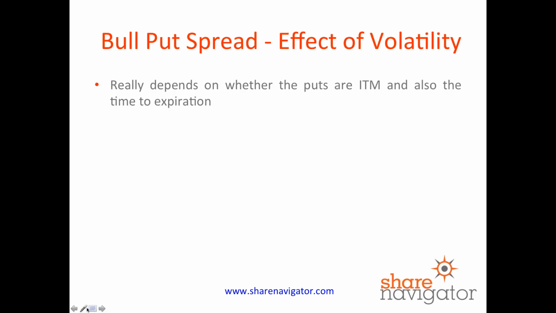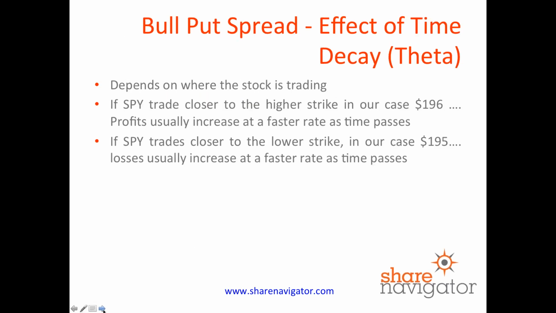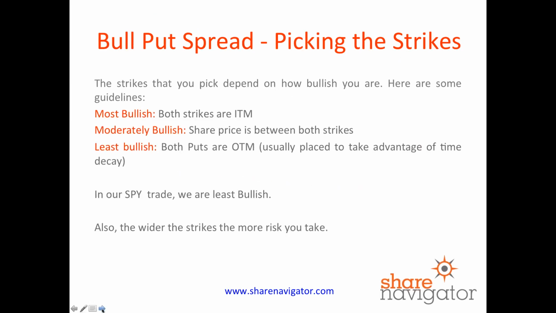Now, what are the effects of volatility in a bull put spread? Well, that really depends on whether the puts are in the money and also the time for expiration. But really, what you're looking at here is the effects of time decay. So if SPY is trading closer to the higher strike, in our case 196, profits usually increase at a faster rate as time passes. But on the flip side of that, if SPY is trading closer to the lower strike or the insurance end we bought, losses usually increase at a faster rate as time passes.